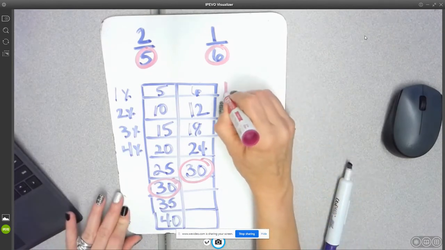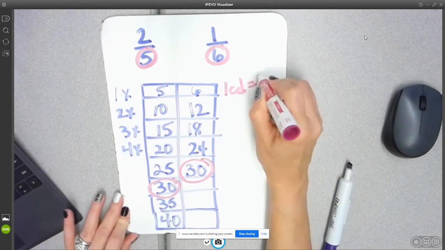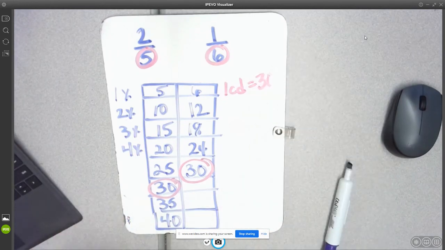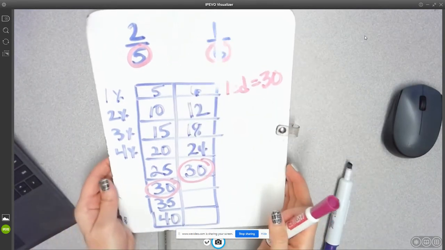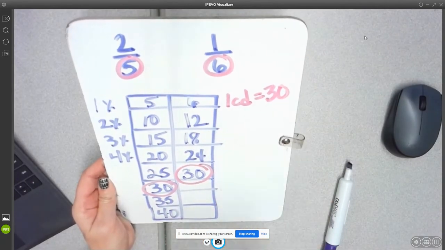So today we're just finding the least common denominator for this question, and the least common denominator is the lowest number that both numbers can go into. So that would be 30.